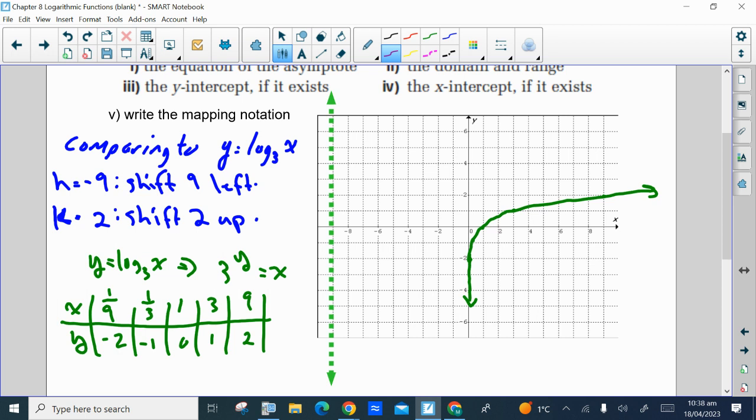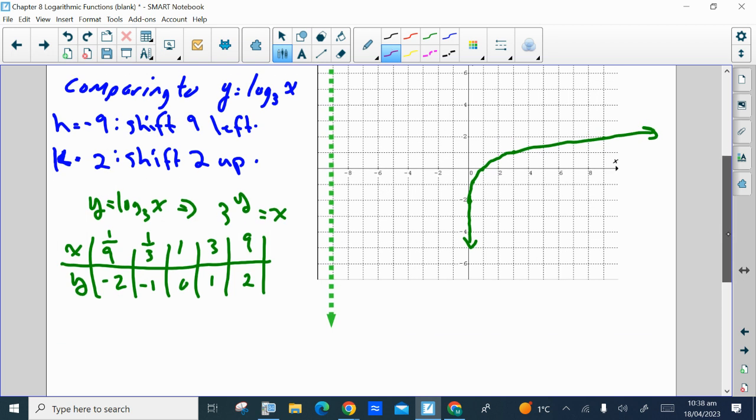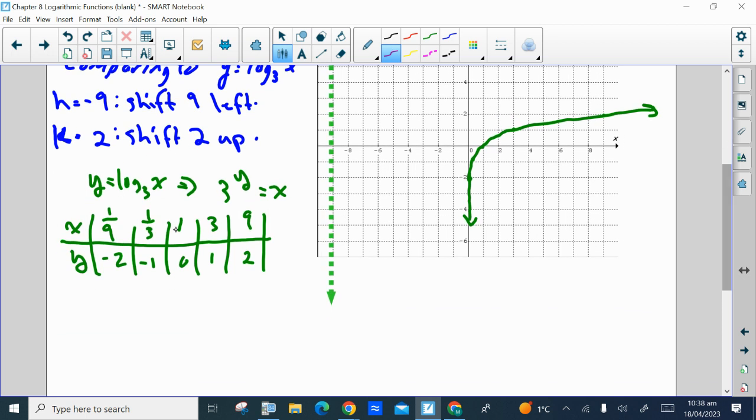So just as a point of reference to help us out here, let's just take a couple of key points from the original graph. And I'm going to use the points that had rational, or I should say integral values. So I've got the point 1 comma 0, I've got the point 3 comma 1, and I've got the point 9 comma 2.